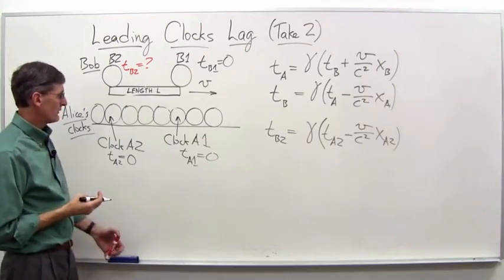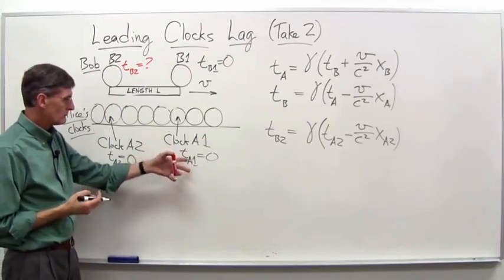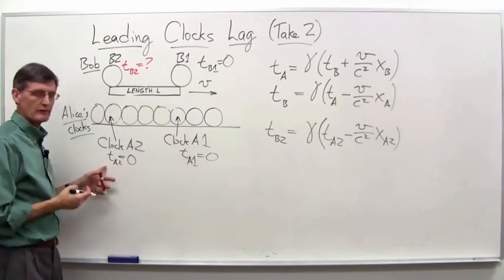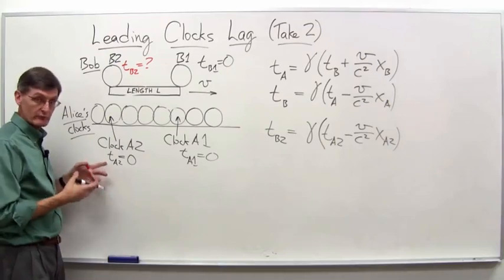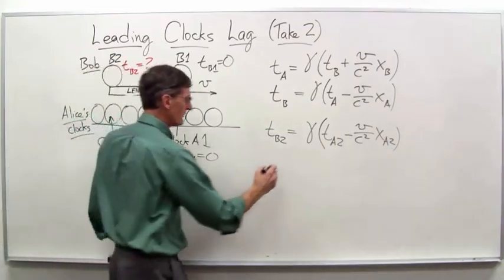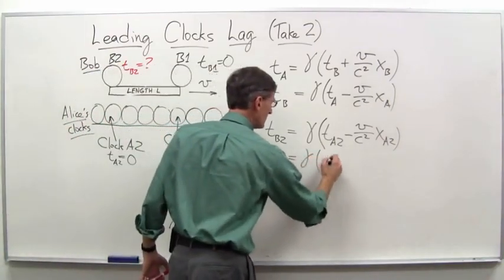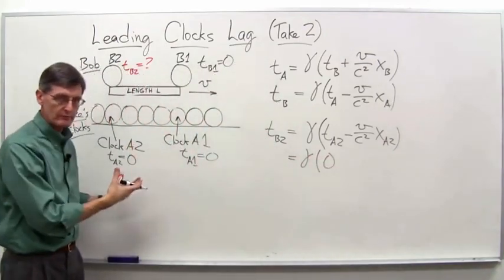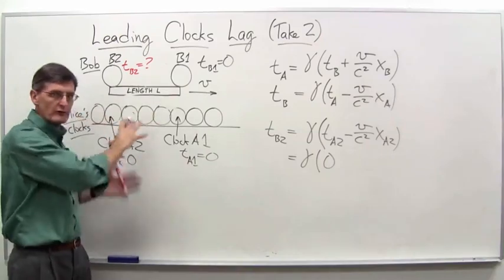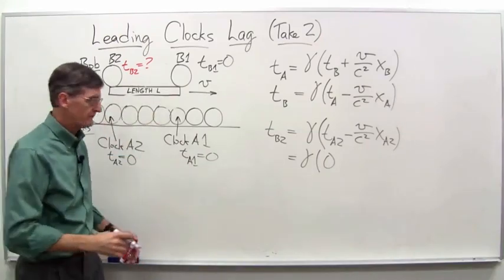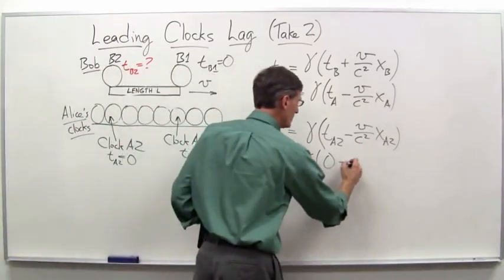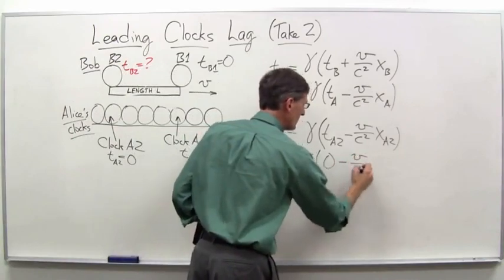Well, let's take a look at this. So clock TA2, here we are, sorry, right here, is 0. We've set it up that way. And so this is just going to equal gamma times 0. We set our situation up that way. There are other ways we could set this up. Essentially, we'd get the same answer. So we know it's 0 minus V over c squared.